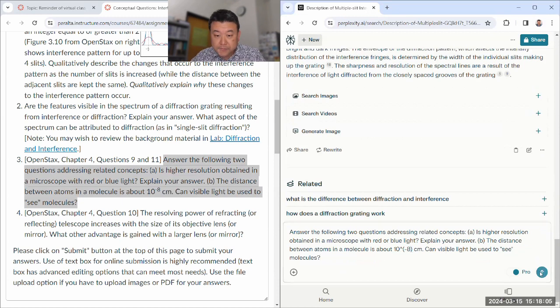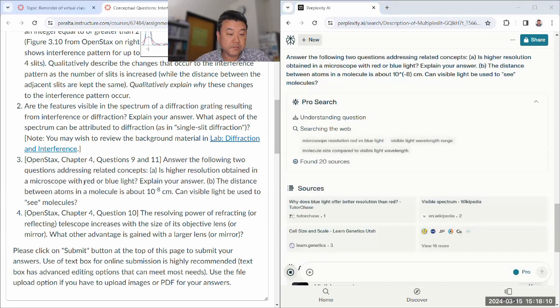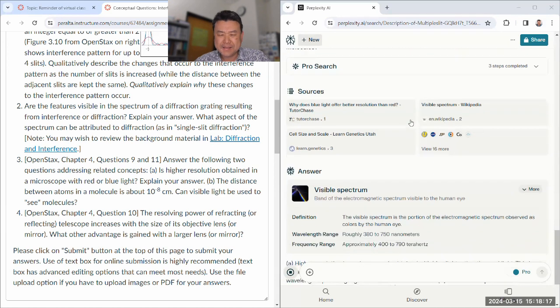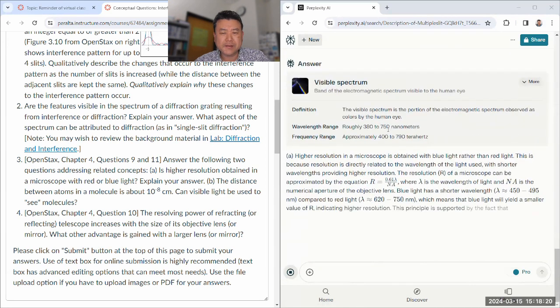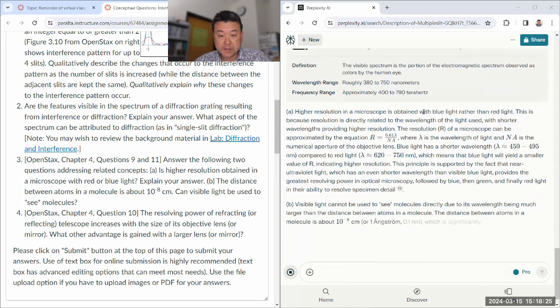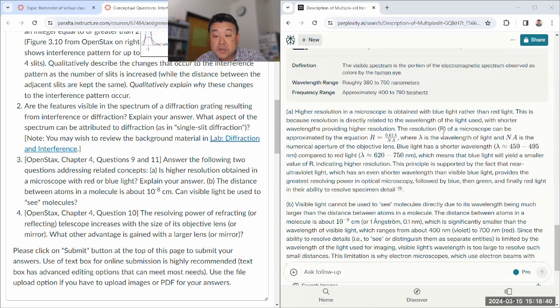All right, so higher resolution obtained in a microscope with a red or blue light, the distance between atoms, can visible light? No. And I think Perplexity will probably get it right. It's a fairly standard, easy conceptual question. Blue light, because the resolution is related to wavelength in the diffraction limited resolution sense, and there's a dependence on wavelength, and the shorter wavelength means you can resolve smaller features.